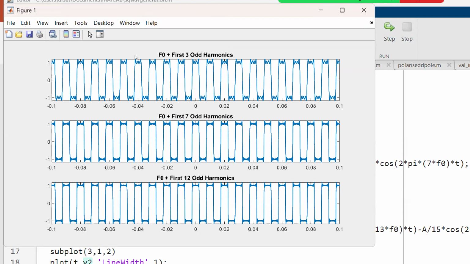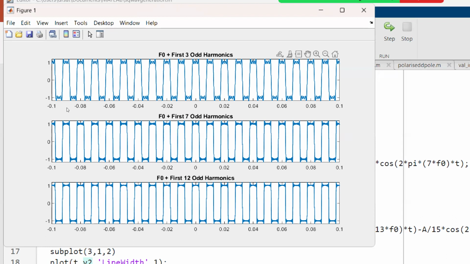This is the y1 plot, and I have taken this wave to be symmetrical around the time axis. So this is your time axis, t equals 0. From 0 to 0.1, we are going to get these 10 cycles. You can easily count the cycles: 1, 2, 3, 4, 5, 6, 7, 8, 9, 10. Similarly, on the negative side, we also have 10 cycles. So this is the first y1 plot.